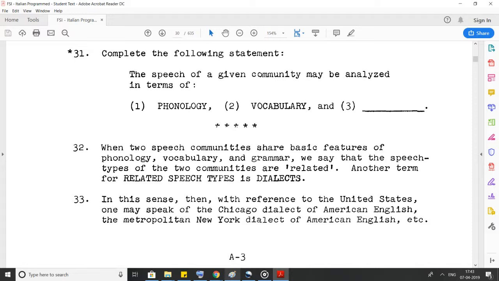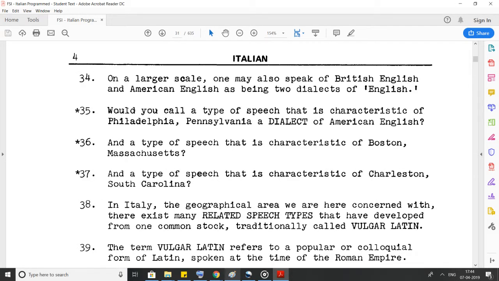In this sense, then, with reference to the United States, one may speak of the Chicago dialect of American English, the metropolitan New York dialect of American English, etc. On a larger scale, one may also speak of British English and American English as being two dialects of English.